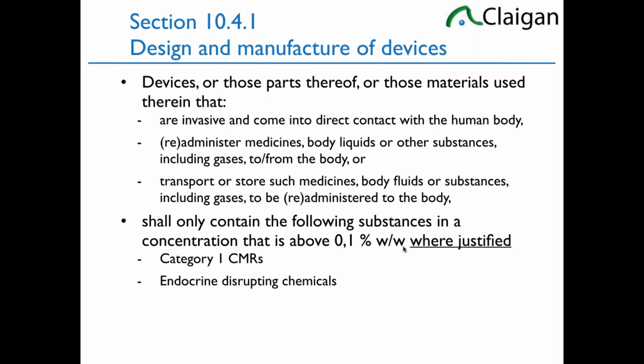And the 2 types of substances are category 1, known to cause. So category 1A is known to cause in humans. Category 1B is known to cause in mammals or animals. Carcinogens, mutagens, and reproductive toxins, CMR. The other group is endocrine disrupting chemicals, EDCs. It's a newer group of restricted materials.